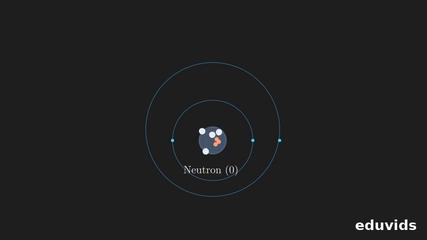Next, we have neutrons, which have no electric charge, they are neutral. Neutrons also live in the nucleus with protons and have a mass very similar to protons. Together, protons and neutrons form the atomic nucleus, which holds most of the atom's mass.